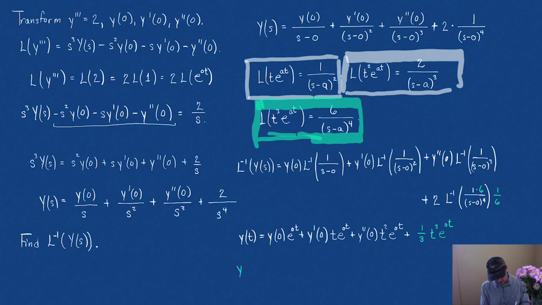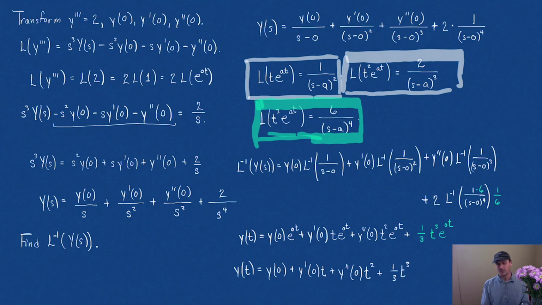And we can clean up our answer really nicely now. Our final answer is y of t is equal to y of 0 plus y prime of 0 times t plus y double prime of 0 times t squared plus 1/3 t cubed. There it is.